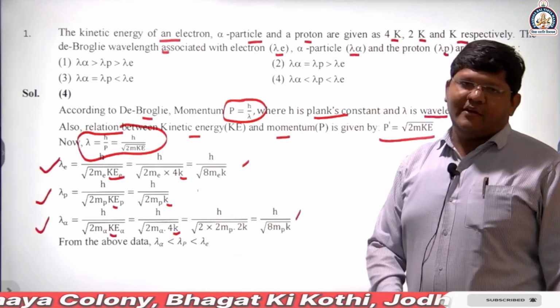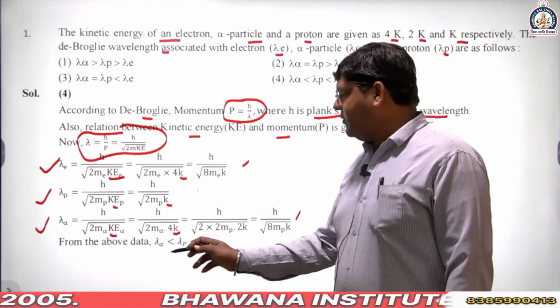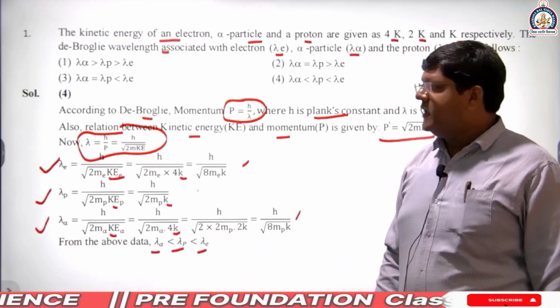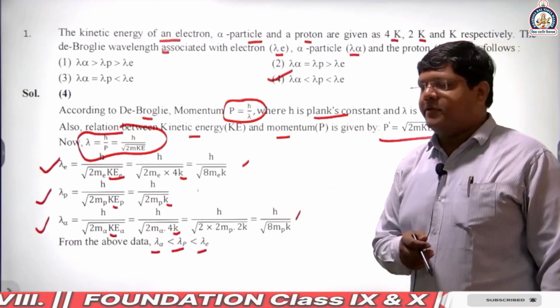After comparing these values, we can simply say the lambda for electron is higher than lambda for proton, and that is again higher than lambda for alpha particle. That is the required option number 4. This is simply a formula based question.